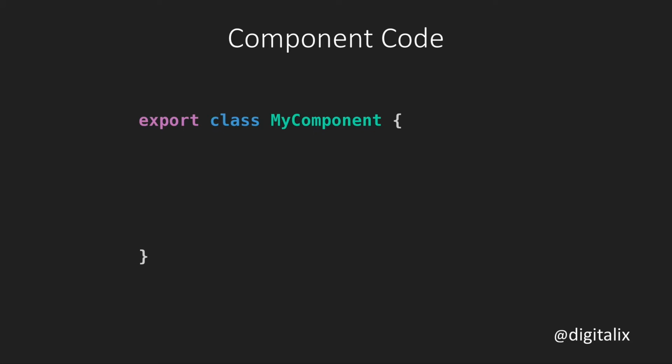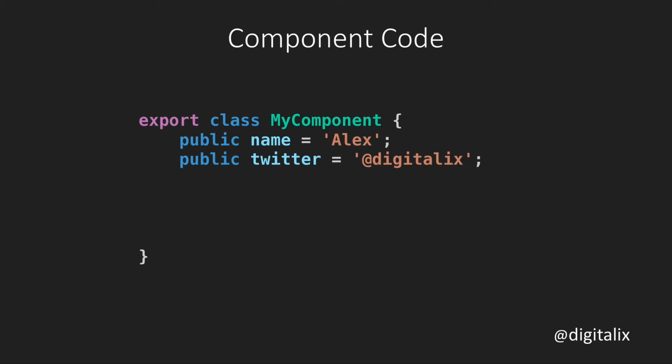So here's an example of a component. Let's build this up from scratch. It's going to be simpler to see that way. So we have a component. It has a couple of properties on it. It has an event.